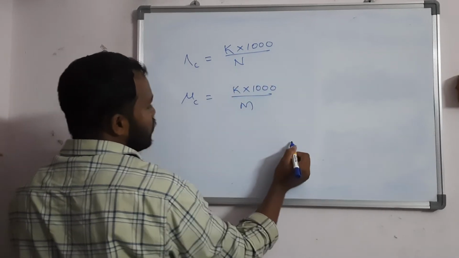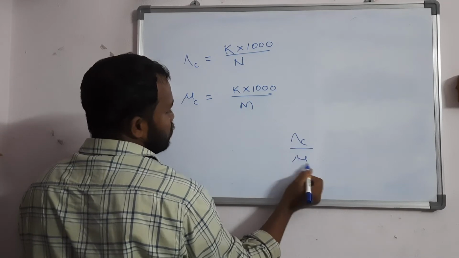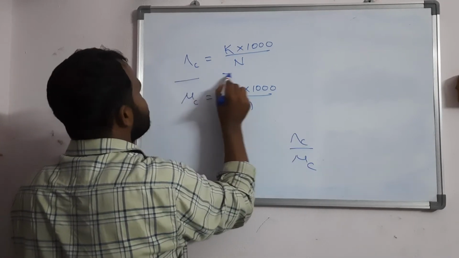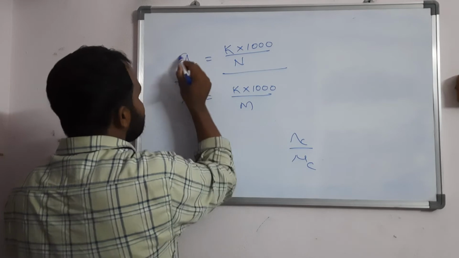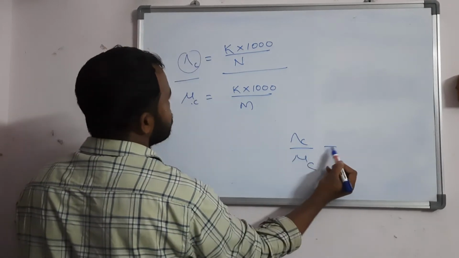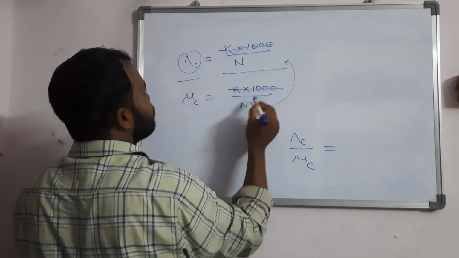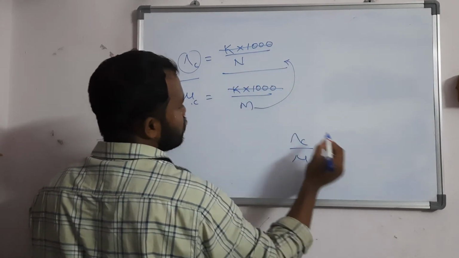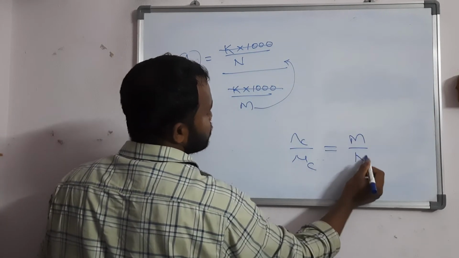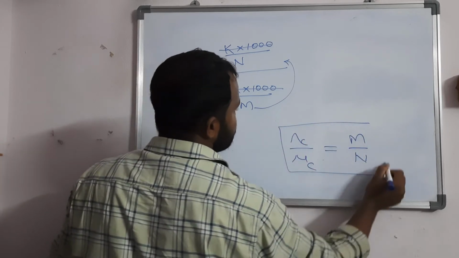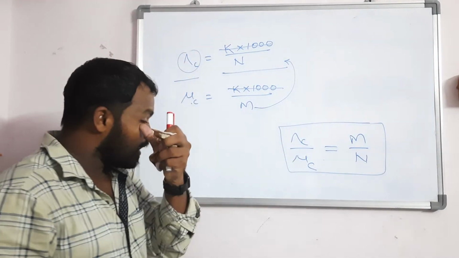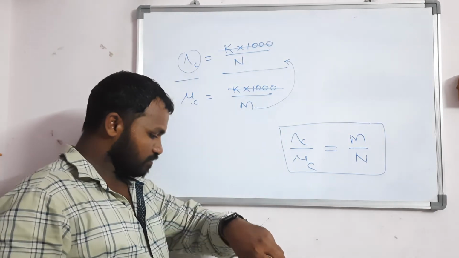So if you want to write lambda C by mu C, what happens? Simply this is divided by this value. So lambda C by mu C, I have written here, that is equal to K into 1000 cancel. M comes upside and N comes downside. You will write M by N is the relationship. Lambda C by mu C is equal to M by N is the relationship.